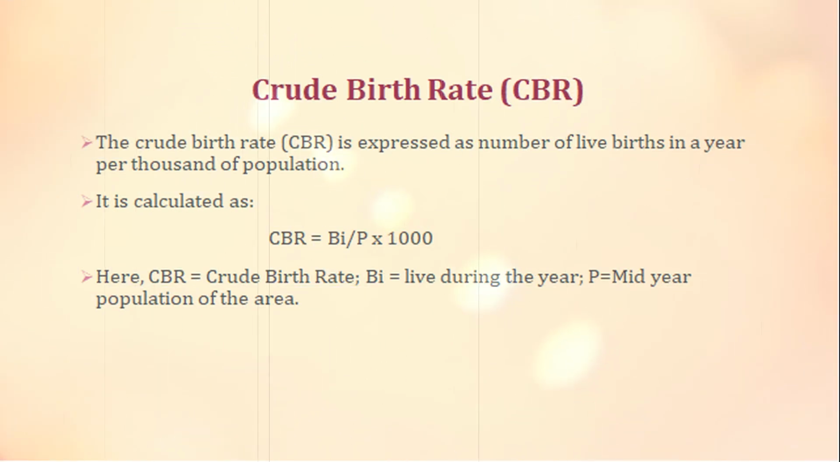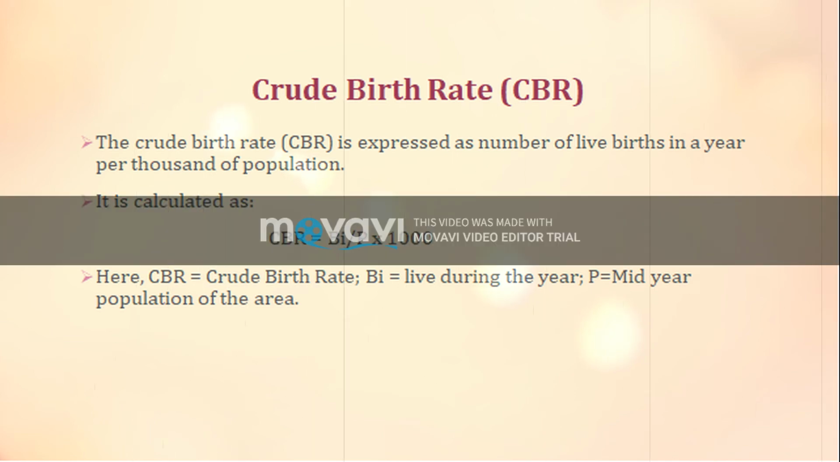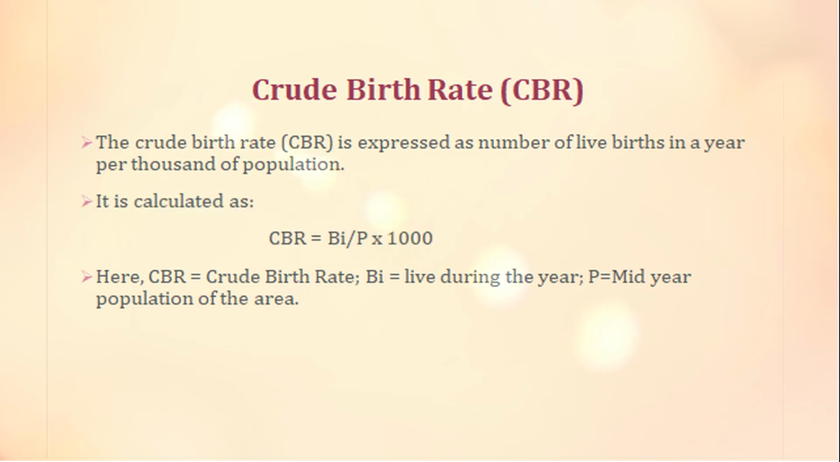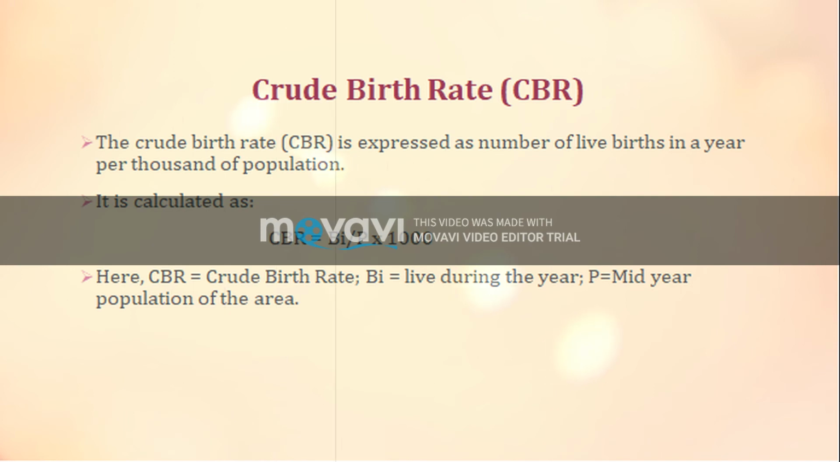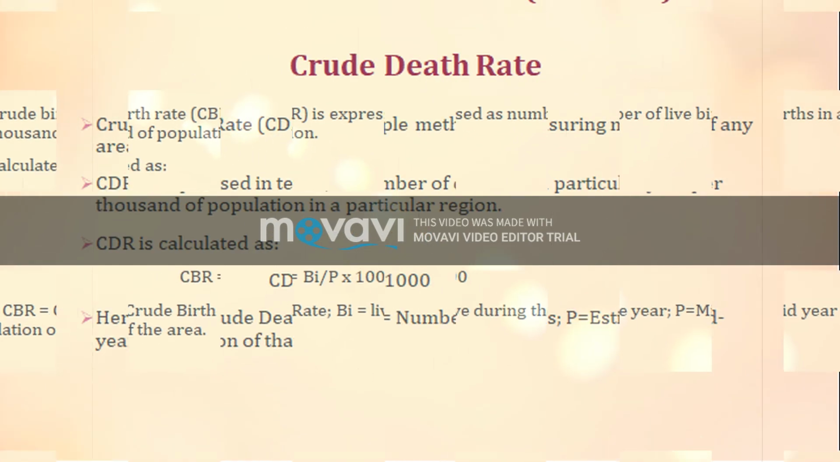Now, crude birth rate. The crude birth rate is expressed as the number of live births in a year per 1000. It is calculated as crude birth rate equals BI upon P into 1000, where BI is the live births during the year and P is the mid-year population. A high crude birth rate results in an increase in population, while a low crude birth rate causes a decrease in population.